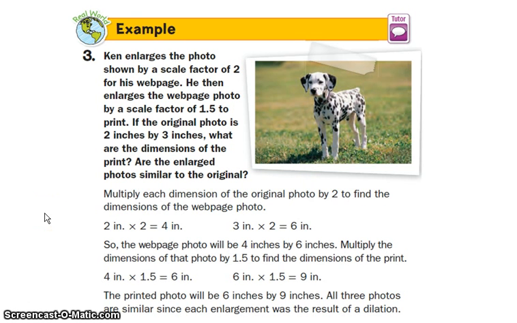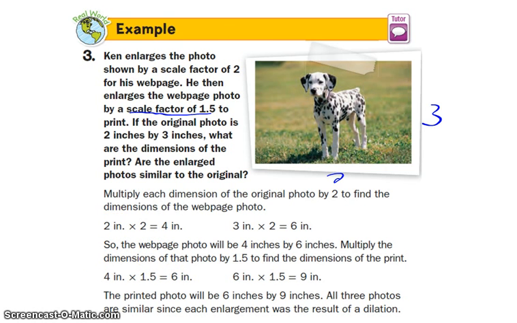Ken enlarges the photo shown by a scale factor of 2 from his web page. Then he enlarges the web page by a scale factor of 1.5. So we're doing two dilations here. So what you need to know is the original picture is, let's say this is the original picture, 2 by 3. So since the first enlargement is a scale factor of 1.5, you've got to take 2 and 3 and you've got to multiply it.